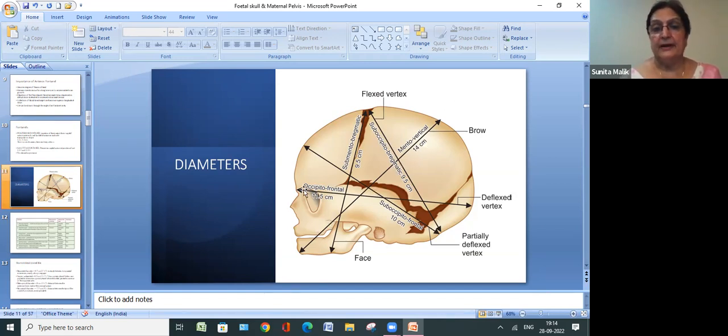And in the face, we have the submentobregmatic, from the submentum till the bregma. It's again 9.5 centimeter. Then if the vertex is not fully flexed, instead of having suboccipitobregmatic, we'll have occipitofrontal, which becomes 11.5 centimeters. So this is the deflexed head. This area will present, so you should be careful which area is presenting. If fully flexed, it's 9.5 centimeter; deflexed will be occipitofrontal, from occiput to the frontal.